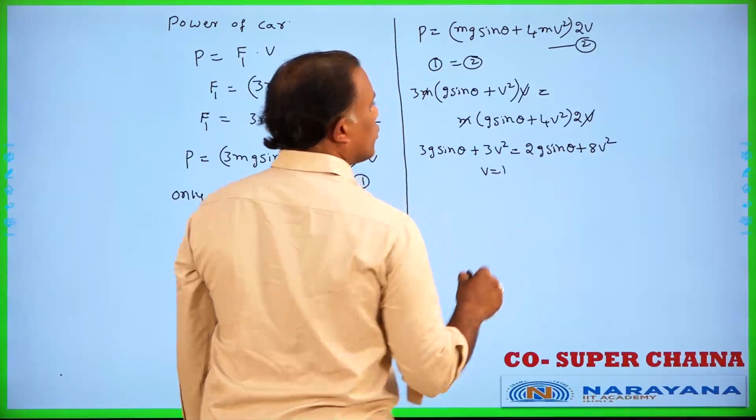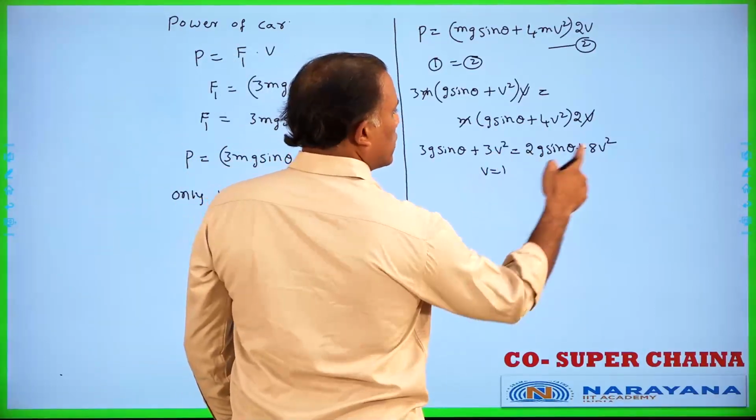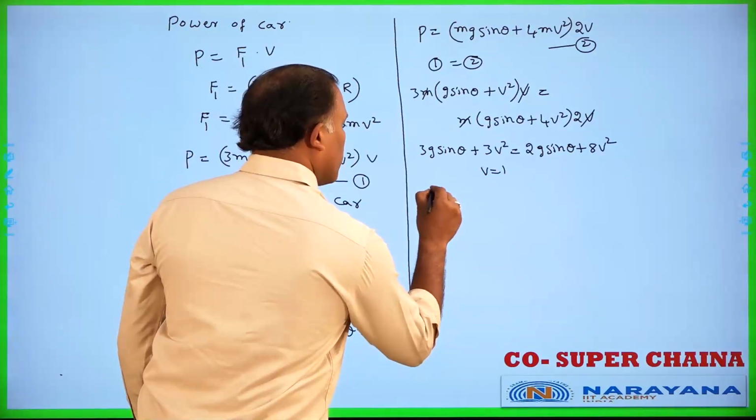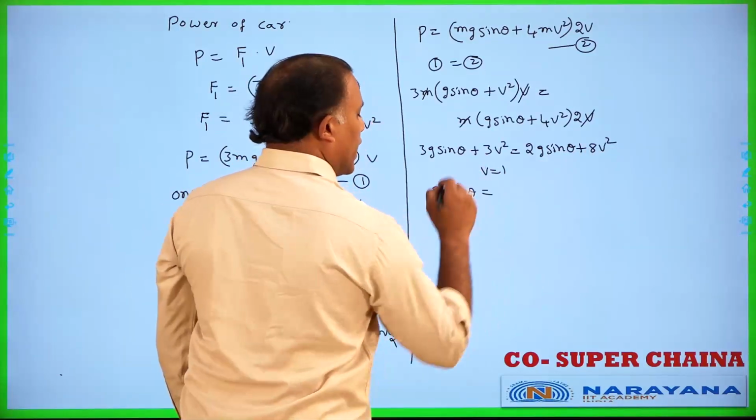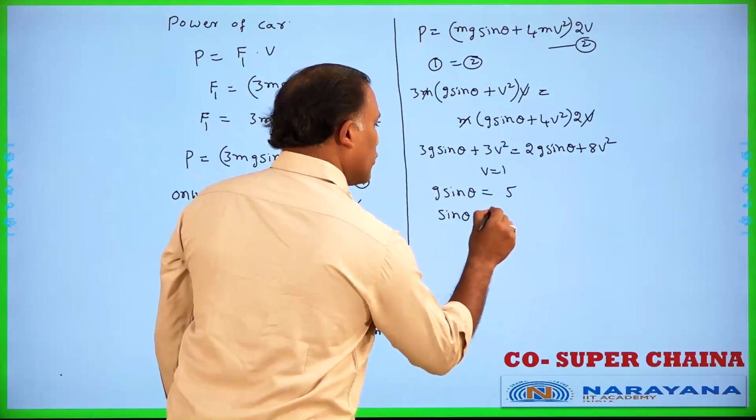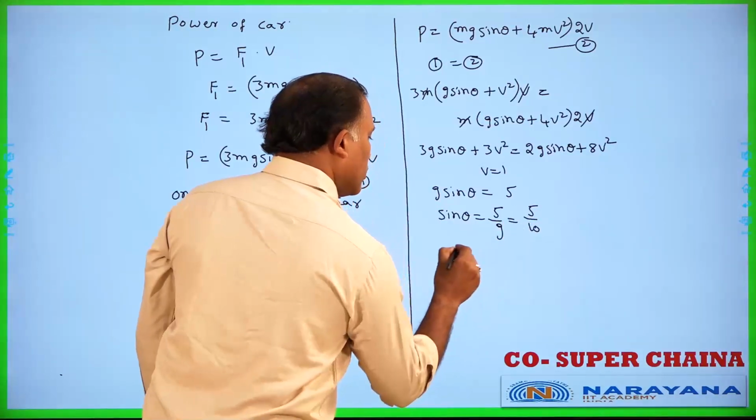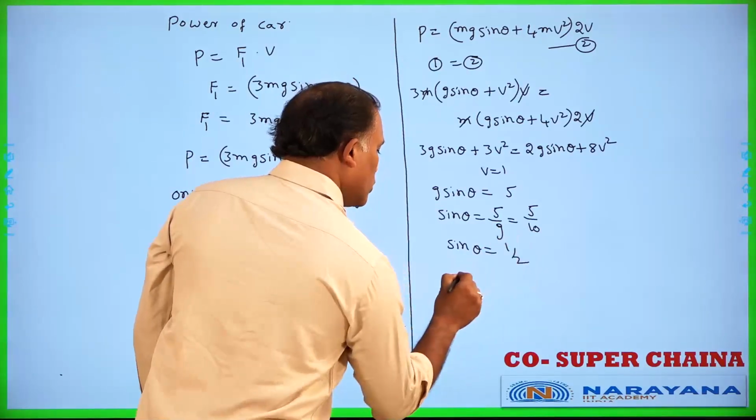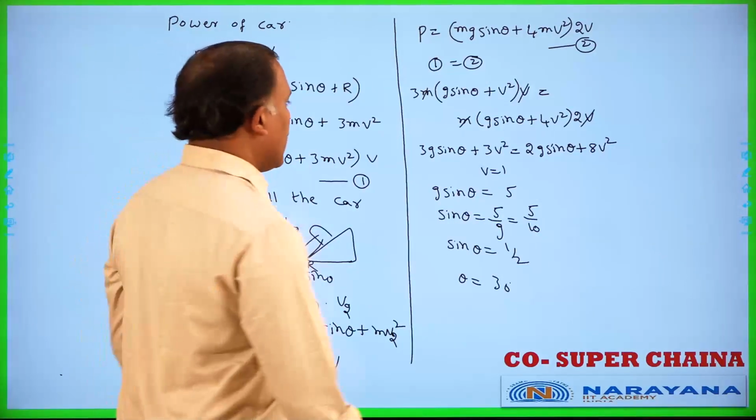Given v is equal to 1, then what is that? This is 8 and this is 3. 3 sending that side, this 2g sine theta bringing this side. So thereby g sine theta is equal to 8 minus 3, it is 5. Then sine theta is equal to 5 by g, that equals 5 by 10. So sine theta is equal to 1 by 2. So theta is equal to 30 degrees. That is the angle of inclination.